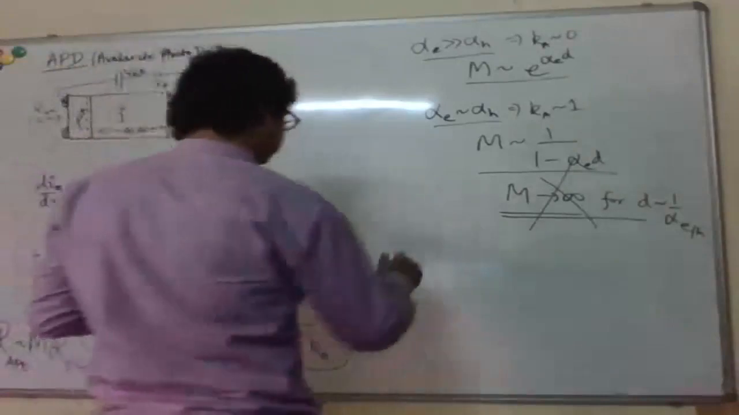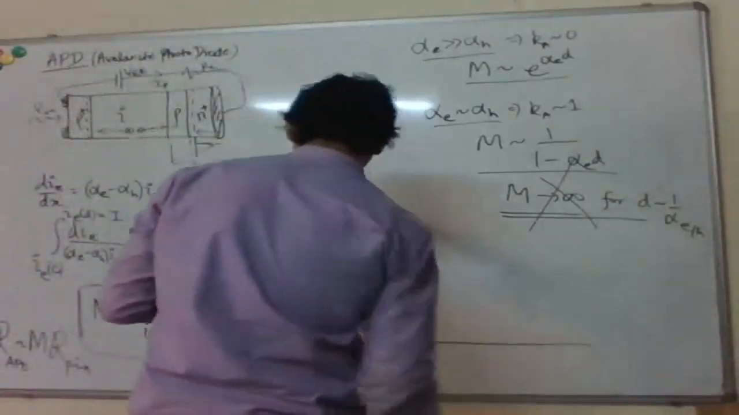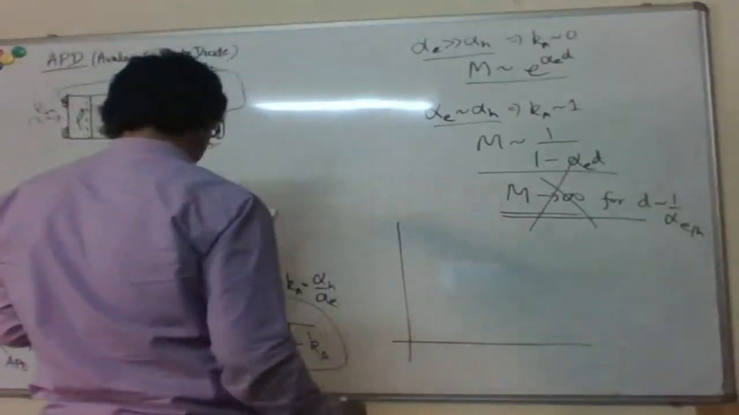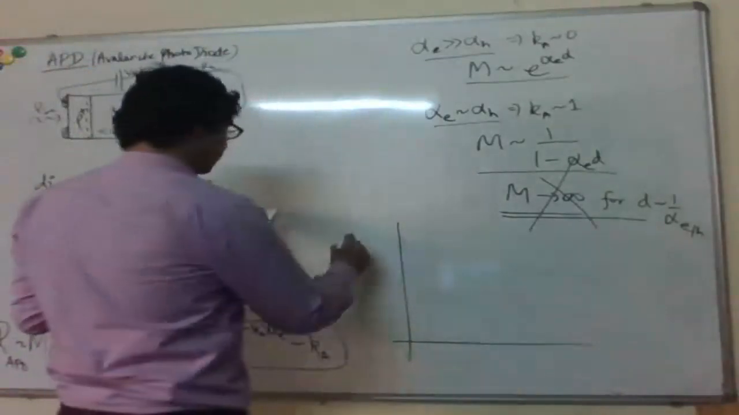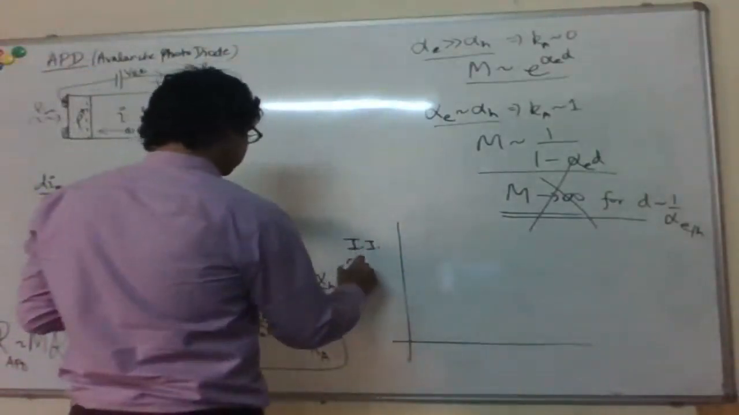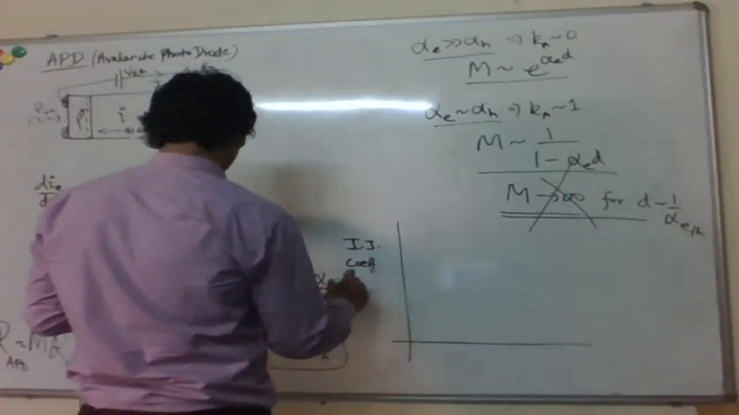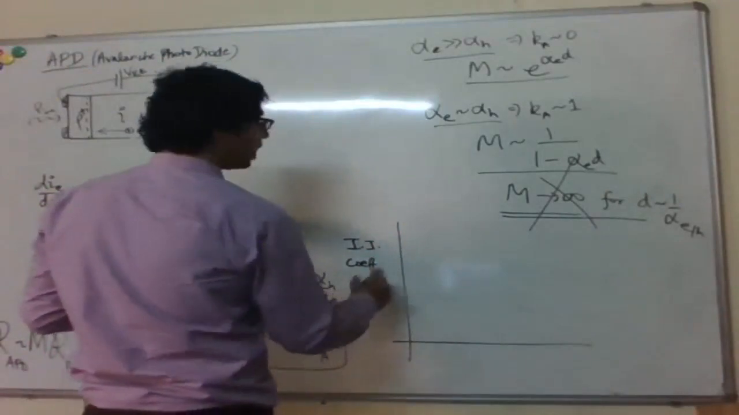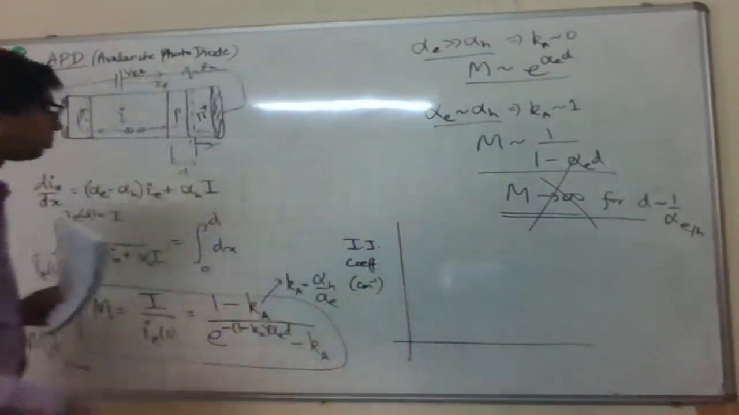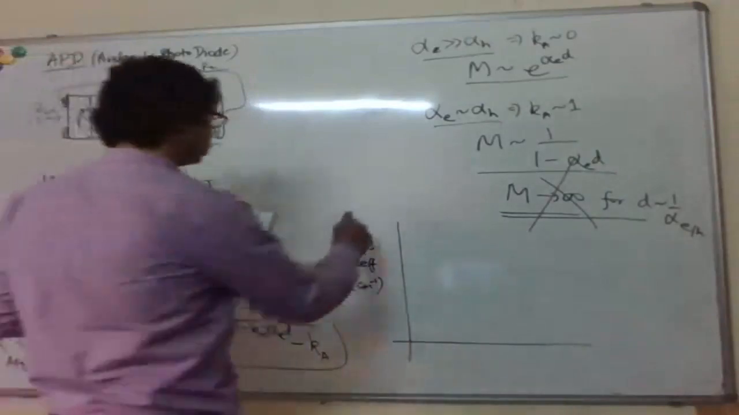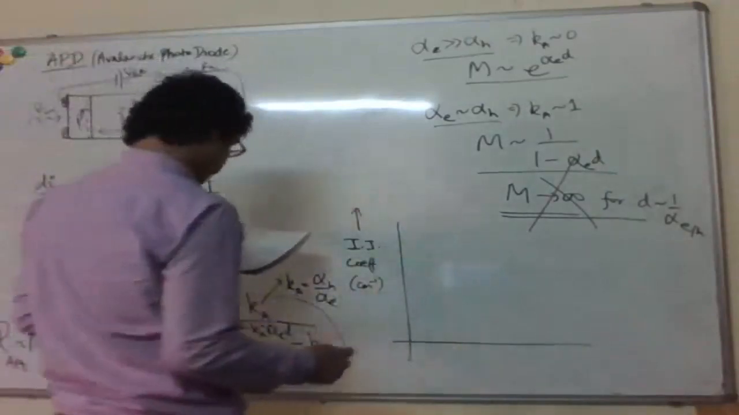Okay, so let's see what some typical values are. This is the impact ionization coefficient, so the alpha E or alpha H. You can see the units are per length, of course, just like an absorption coefficient.